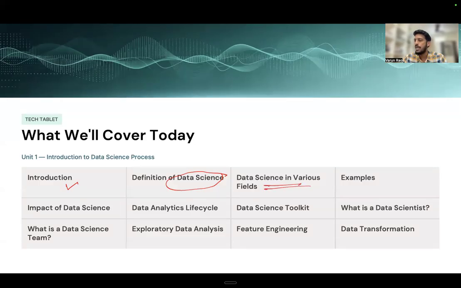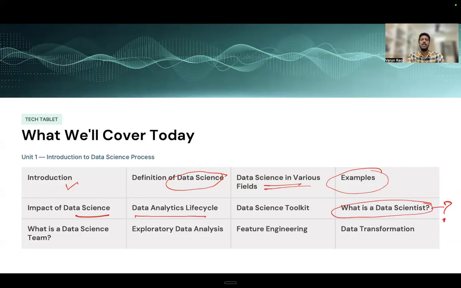We would be looking at what are the various fields in which it is being used, and obviously some examples related to it, followed by the impact and understanding the data analytics lifecycle, the data science toolkit, what is a data scientist and what does he do? I think this is a question that a lot of us have. Like, what is the primary role of a data scientist and what is it that he's expected to do when he gets a job? What is a data science team?